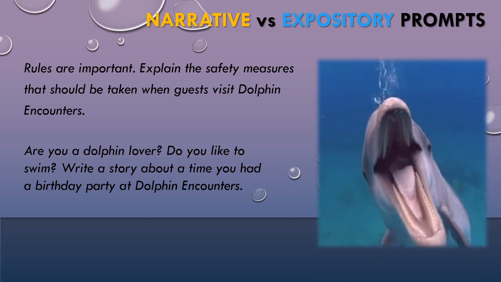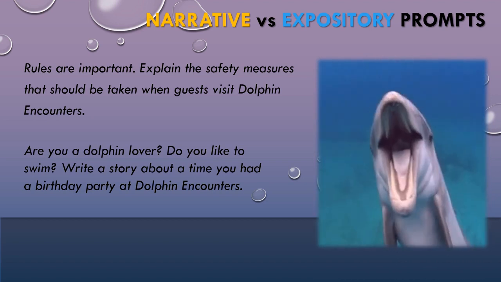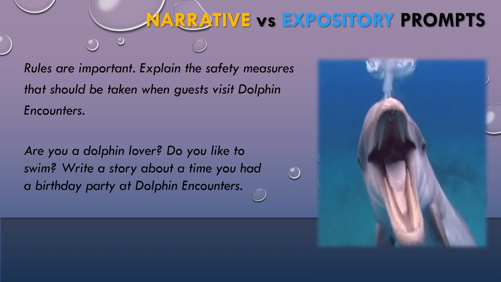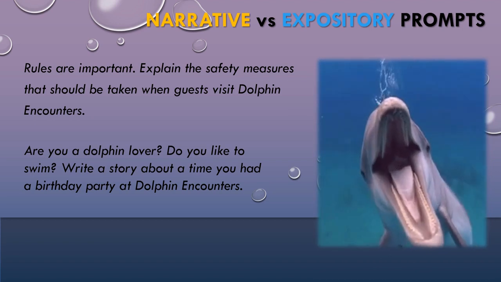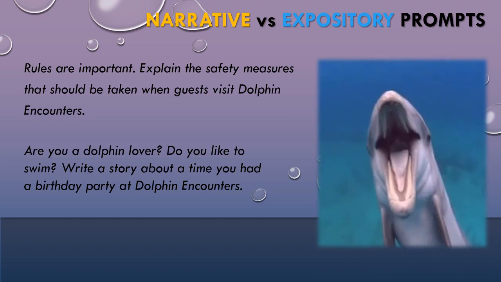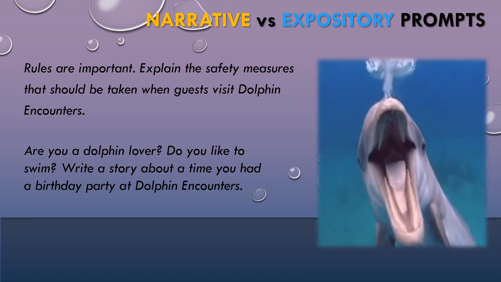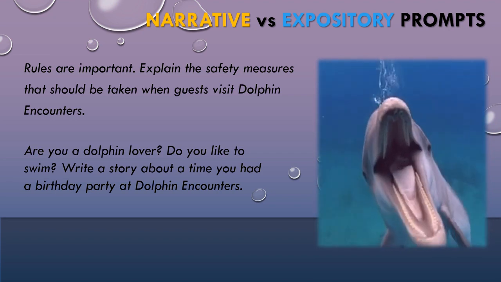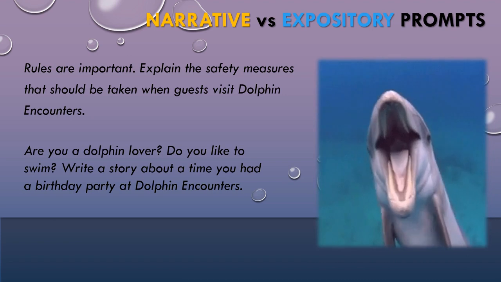The first prompt is an example of an expository prompt because the topic wants you to explain the rules of dolphin encounters. The second prompt is a narrative because the writer has to share a story about a personal experience.